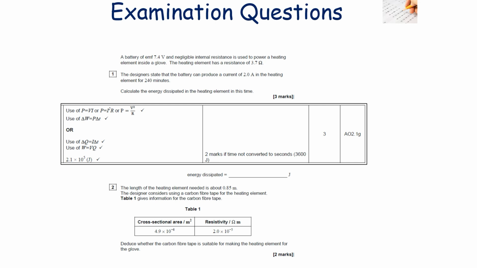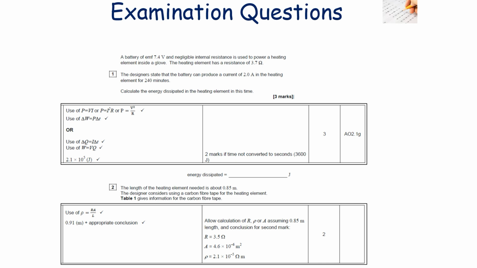The next one, you've got to deduce whether this value is going to be long enough to actually make it work. So you're going to have to use your resistivity equation of rho is equal to RA over L. Then you make L the subject, because you've got rho, A and R, and you work out that L is going to be 0.91 meters. It says you need about 0.85 meters, so therefore you can make your conclusion based on that.